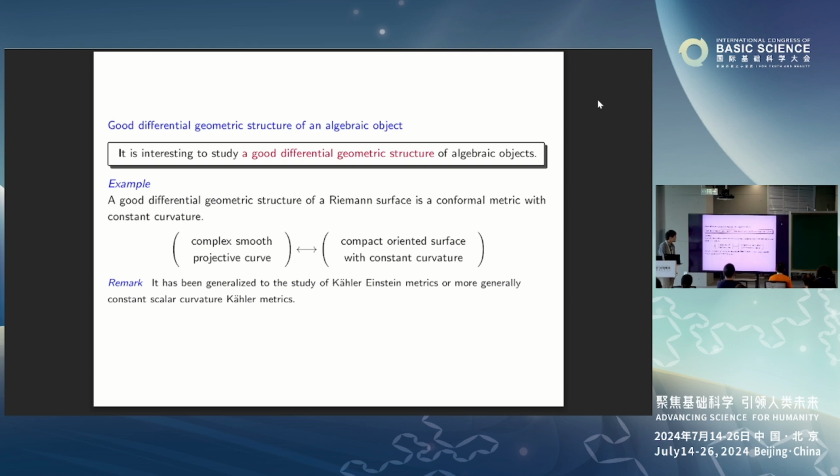It is very interesting to study good differential geometric structures of algebraic objects. For example, a good differential geometric structure of a Riemann surface is a conformal metric with constant curvature. And there is an equivalence between complex smooth projective curves and compact oriented surfaces with constant curvature. It has been generalized to the very deep and intensive study of Kähler-Einstein metrics and, more generally, constant scalar curvature Kähler metrics.